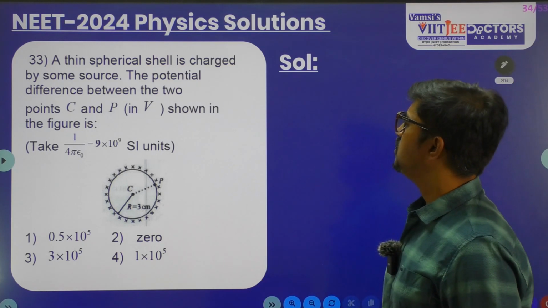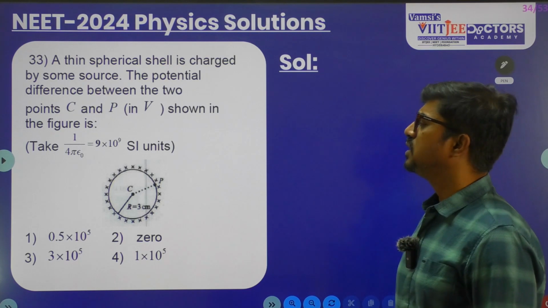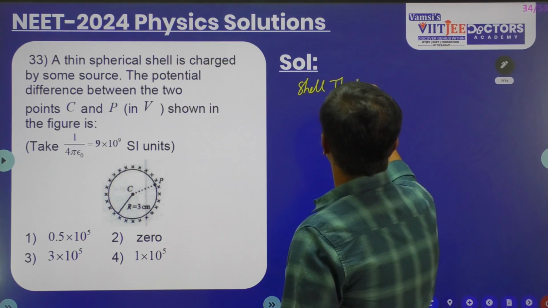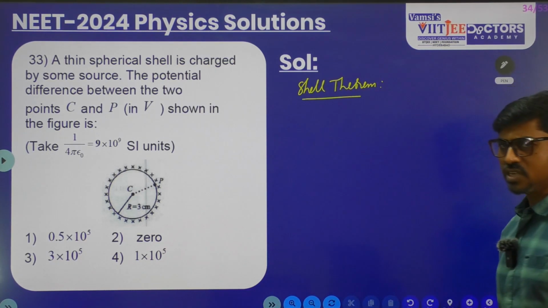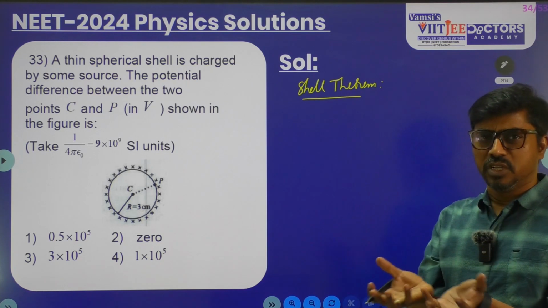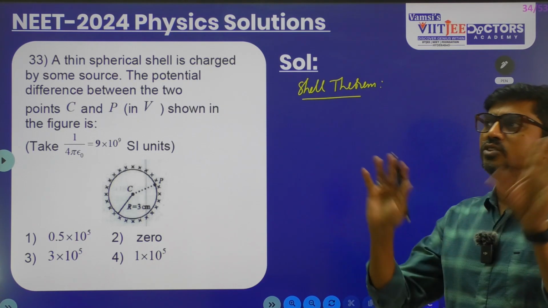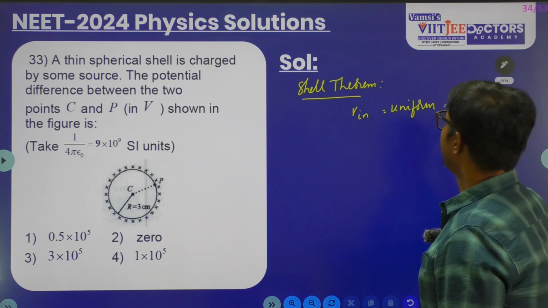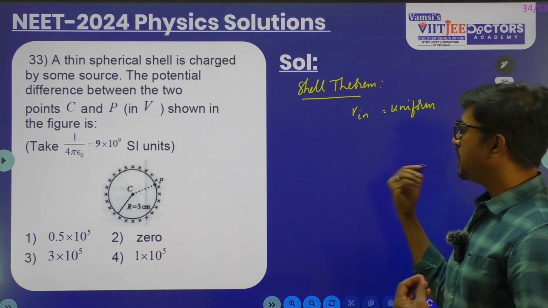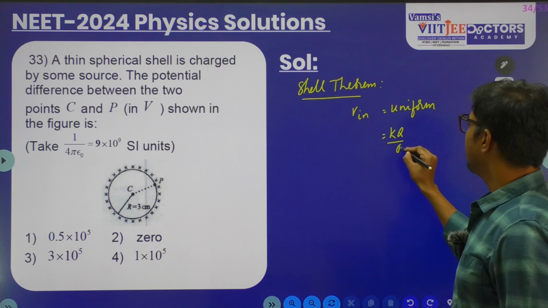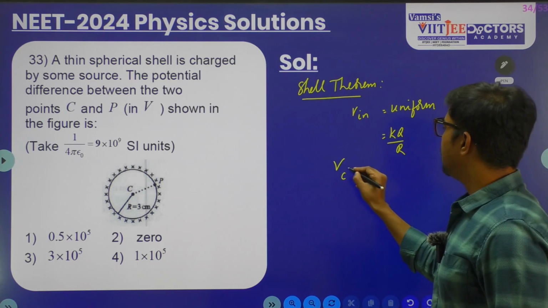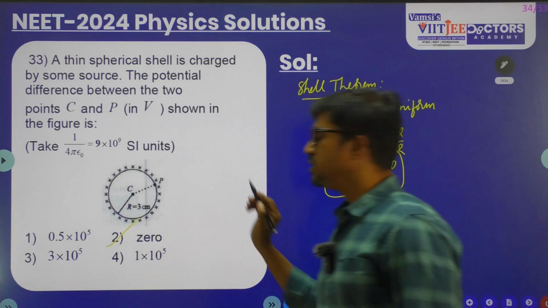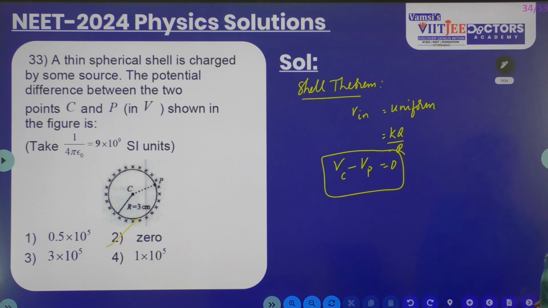A thin spherical shell is charged by some source. The potential difference between the 2 points is, it's a very simple idea. We call it shell theorem. What does shell theorem say? In electrostatics, if you talk about a uniformly charged spherical shell, inside potential is uniform. Potential inside is uniform. It does not change. It is equal to potential at the center, and the value is kq by radius, kq by r. So because potential is uniform, potential at C minus potential at P has to be 0. There is no potential difference. Potential difference is 0. Electric field is 0. Potential is uniform. Conceptual question.